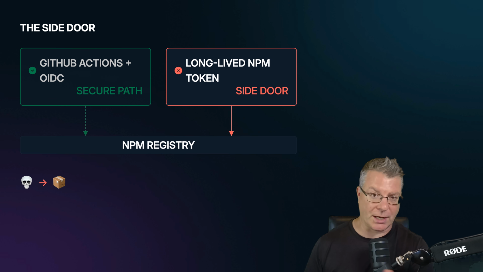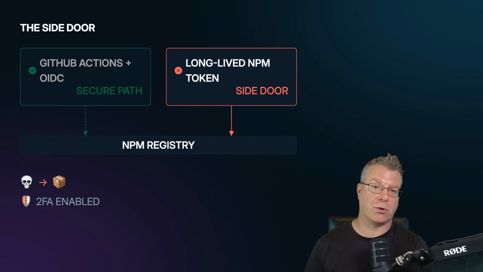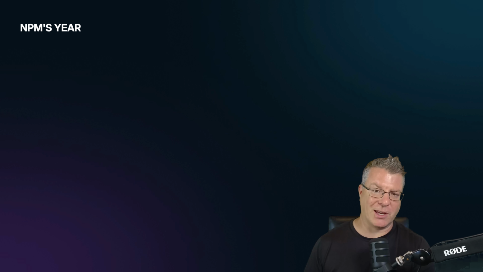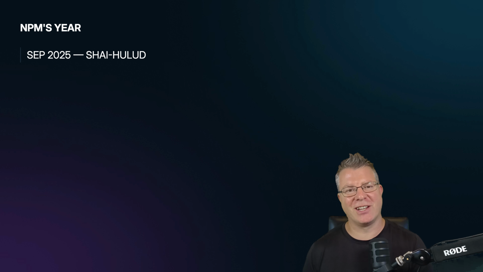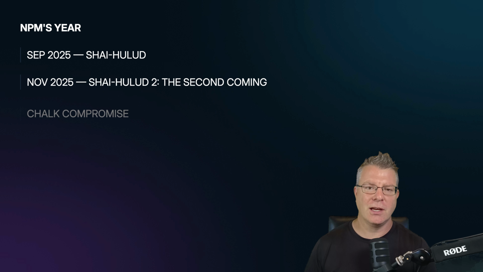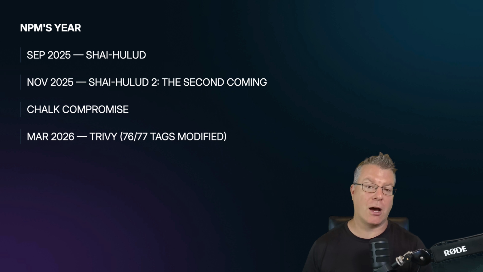To be clear, the maintainer had 2FA enabled. He did the right things. This was a structural problem and not one based around negligence. A secure path existed. It just wasn't the only path. npm is having quite a year. Like Shai-Hulud in September, Shai-Hulud 2, the second coming, in November, and yes, the attackers actually called it that. The Chalk compromise, Trivy, and now Axios.